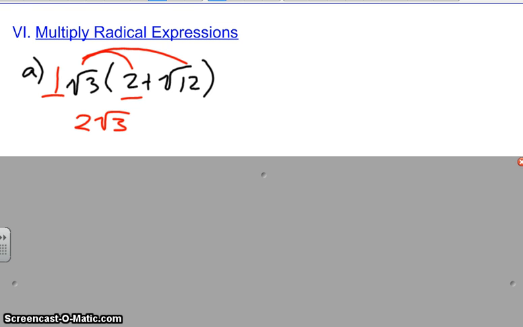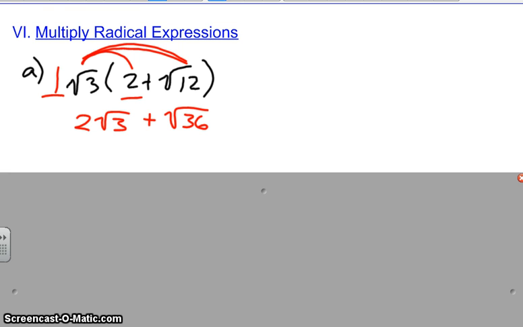Now when I multiply the square root of 3 by itself, I don't get the square root of 36, 6. Good. I have the square root of 9. And the square root of 9 is 3.